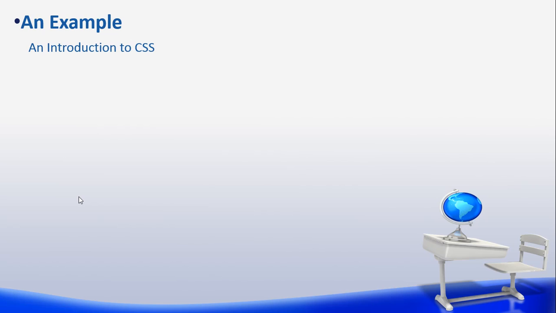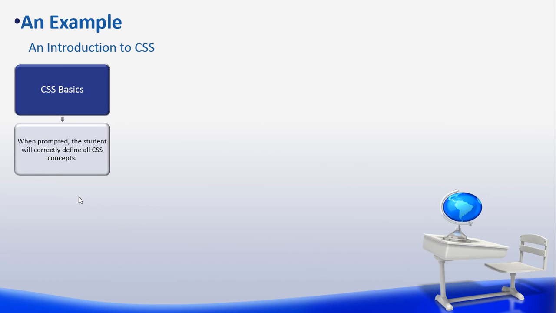So if I was to apply this to my own example, an introduction to CSS, if you'll remember, my first topic was CSS basics. I want to introduce the students to the basics of how to do CSS, and that is the tags and the selectors and the properties and brackets and the grammar on how to write it and the punctuation marks you have to use. So if my objective is, and I really want them to just be able to remember this type of information, I'm going to stay at a knowledge level. When prompted, the student will correctly define all CSS concepts.